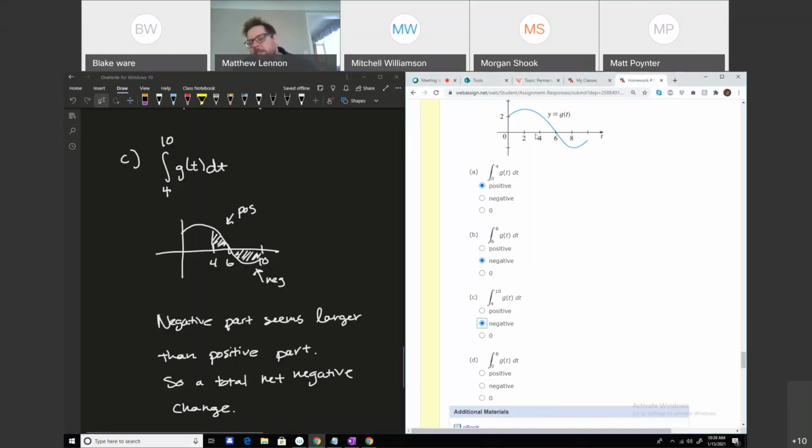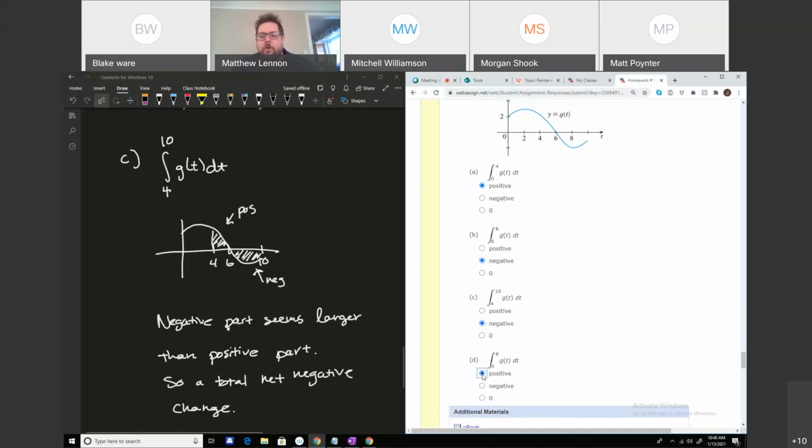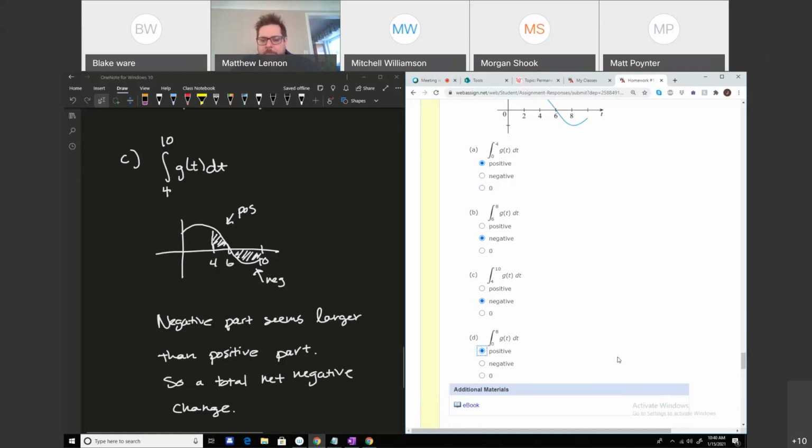It's kind of hard for us to see 0 here because for it to be 0, we usually have to see some kind of symmetry, because these are kind of amorphous shapes. For 0 to 8, I'm not going to draw this one, but you can see that the 0 to 6 part is a huge positive part, and 6 to 8 is kind of a small negative part. So this is going to be an overall net positive.